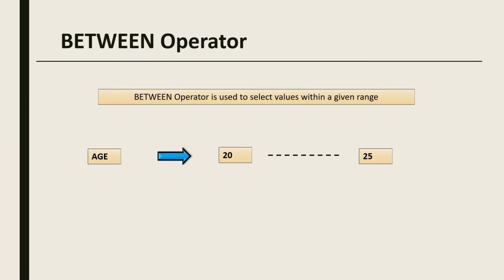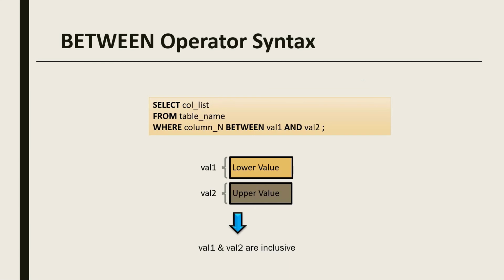Between operator. The BETWEEN operator is used to select the values between a given range. For example, I want to extract the information of all the persons whose age is between 20 and 25. So I will use the BETWEEN operator. The syntax for the BETWEEN operator is SELECT followed by the column name, then FROM keyword followed by the table name, then the WHERE clause, then the column name followed by the BETWEEN operator, value 1 and value 2. Here value 1 is the lower value and value 2 is the upper value, and both are inclusive.